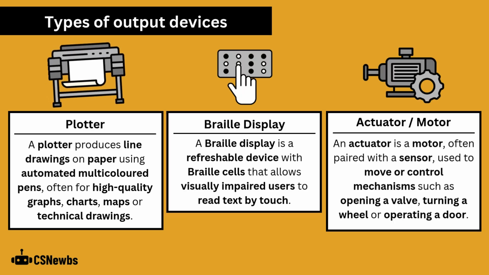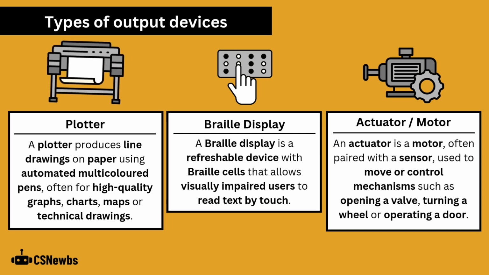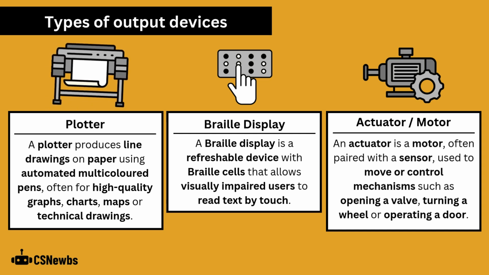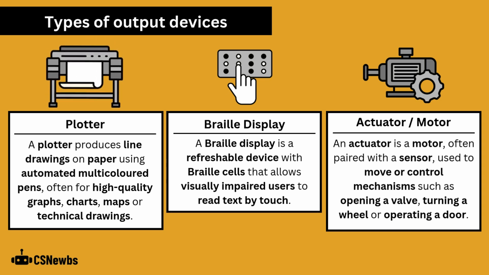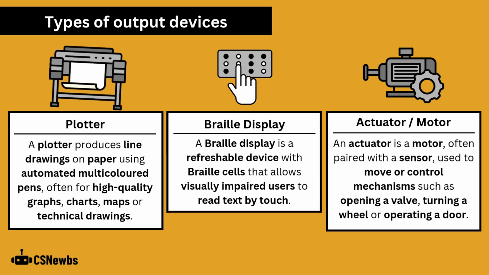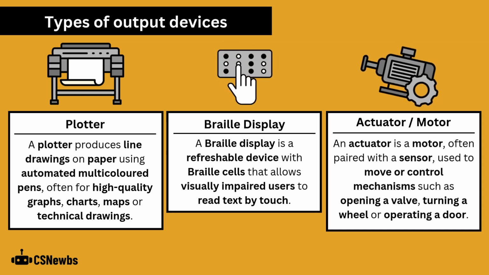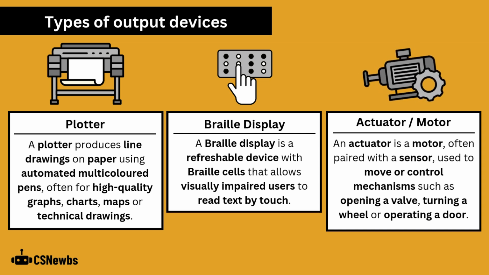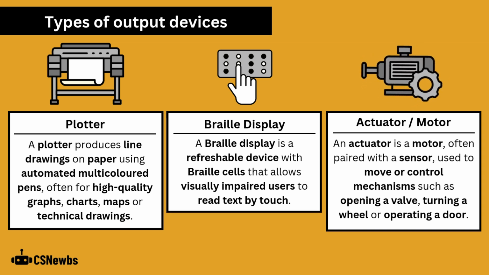Now let's look at three less common types of output device, starting with a plotter, which produces line drawings on paper using automated multicolored pens, often for high quality graphs, charts, maps, or technical drawings used by architects. A braille display is a refreshable device with braille cells that allows visually impaired users to read text by touch. And finally, an actuator is a type of motor, often paired with a sensor, used to move or control mechanisms such as opening a valve, turning a wheel, or operating a door.